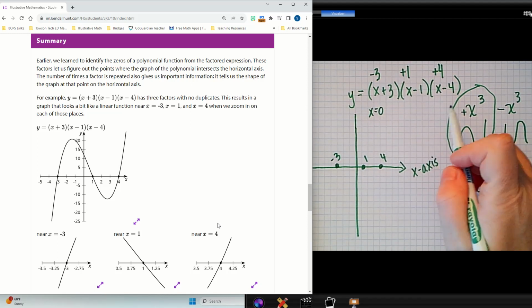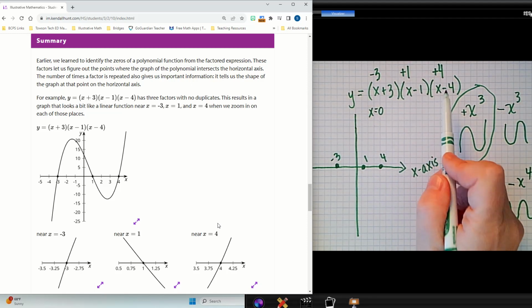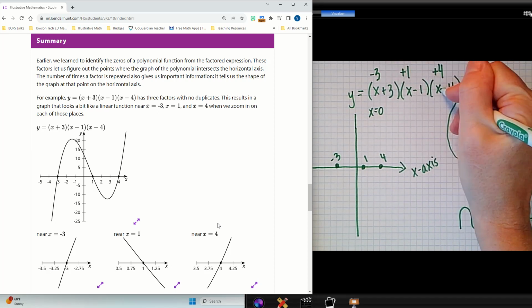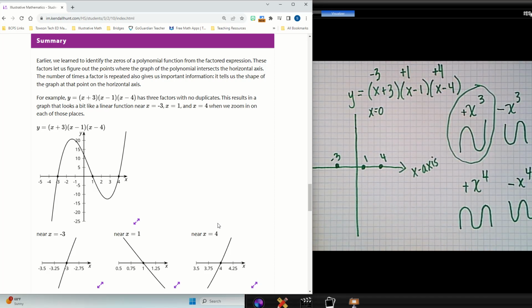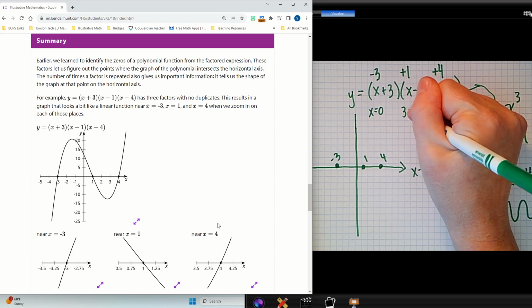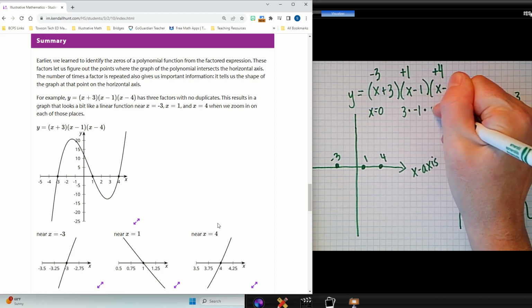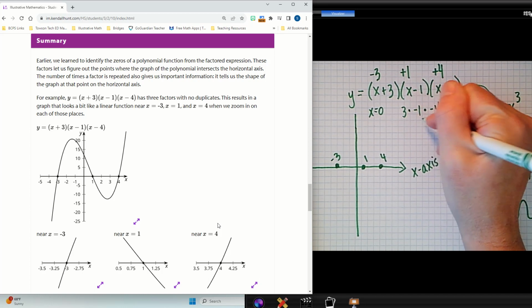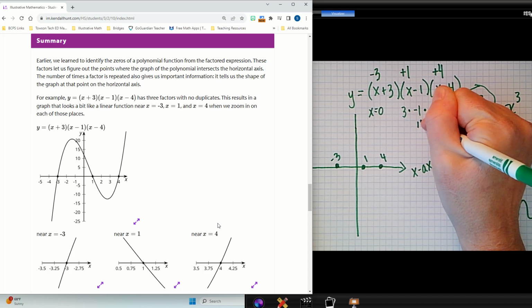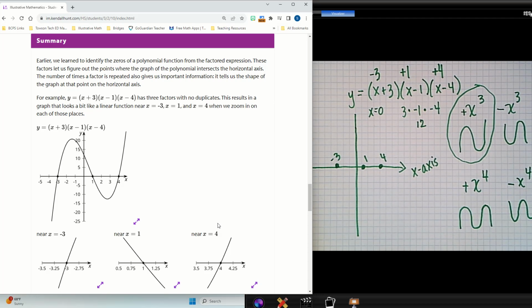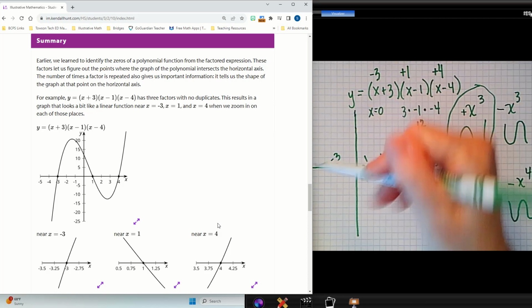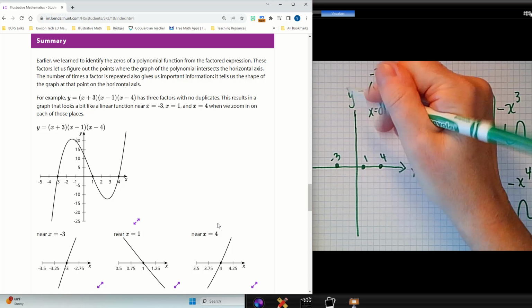So if x is equal to 0, we have 3 times 1 times 4, but this is negative and this is negative. So if I plug a 0 in for each one of those x's, I can see that it's 3 times -1 times -4, which is -3 times -4, a positive 12. Okay, so now I know that my graph's going to cross somewhere on that positive 12.